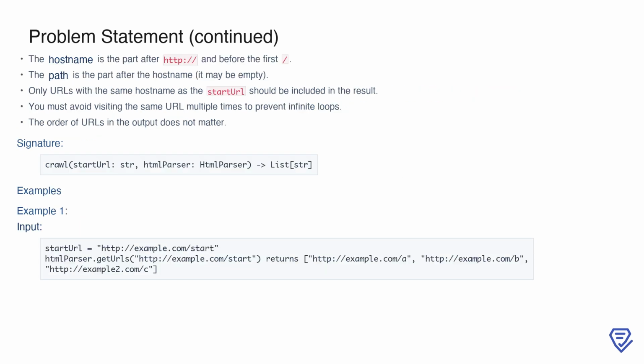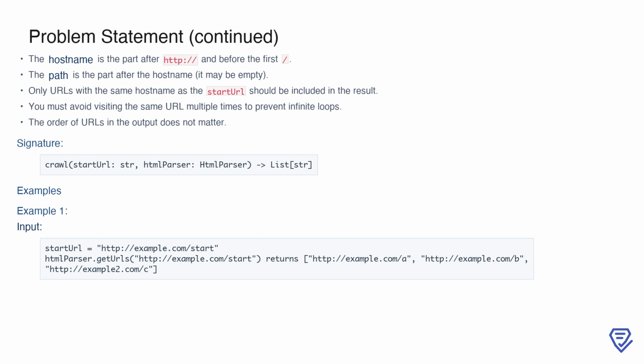Now, let's break down some key details of the problem. The hostname of a URL is the portion that appears after http:// and before the first /. The path is everything that comes after the hostname, which may sometimes be empty. When implementing the web crawler, you'll need to ensure that only URLs with the same hostname as the start URL are included in the result.